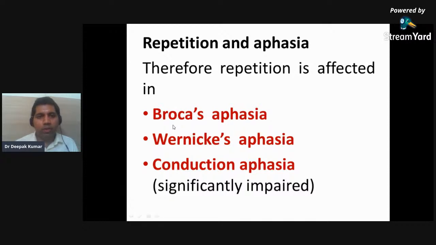Okay, so if there is damage either in Broca's area, Wernicke's area, or arcuate fasciculus, then there is no repetition. That is going to be impaired for sure. And you see it is significantly impaired in conduction aphasia. All three are impaired, but if you look, the significant impairment happens in conduction aphasia. I will explain why, but currently, for repetition to happen, what you need to have is the integrity of the central circuit: Broca's, Wernicke's, and arcuate fasciculus.